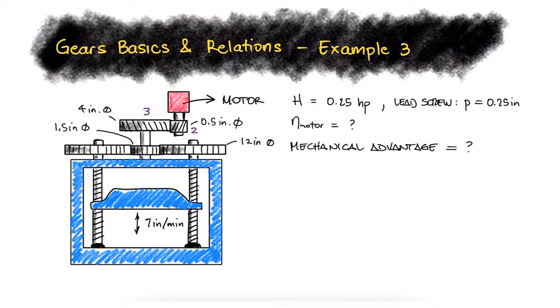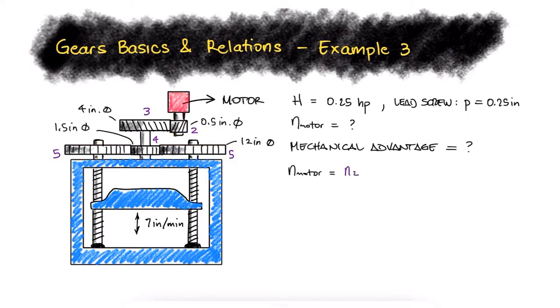As usual, we'll begin by labeling the gears. And notice that both gears for each lead screw are labeled as gear 5, since they need to rotate at the same speed and deliver the same amount of torque. The speed of the motor will share the speed with gear 2, since they are located on the same shaft.